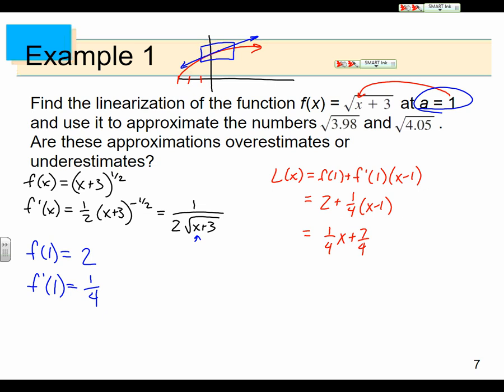So what we're getting at on this is that the square root of x plus 3 can, if I was to kind of straighten this out at the point a equals 1, it should follow pretty closely to this linear line.